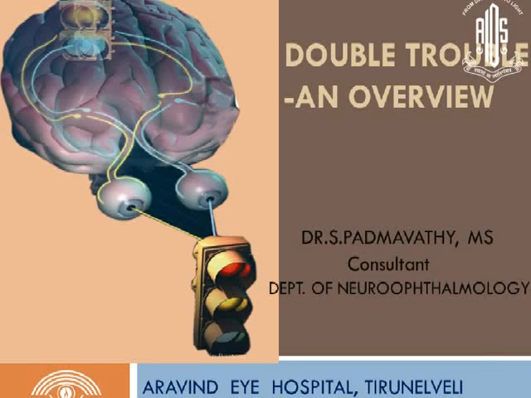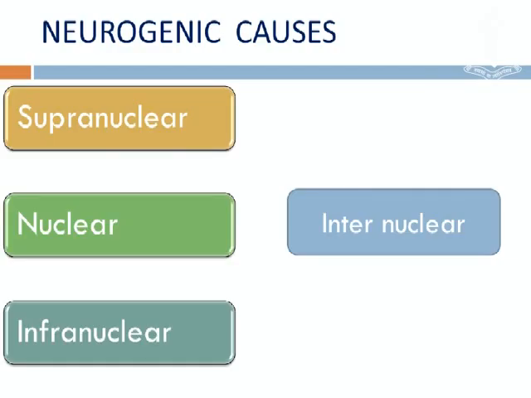You can divide those into supranuclear, nuclear, infranuclear and internuclear causes. Most commonly what we tend to see in our day-to-day practice will usually be the third, fourth or sixth nerve palsies. But there are conditions where you have to distinguish: is it a life-threatening disease, or is it an ischemic etiology, or something which we can just observe and wait?